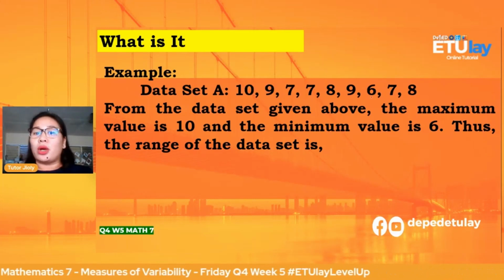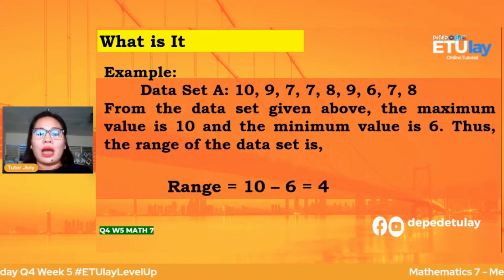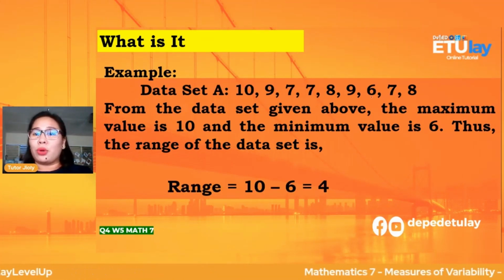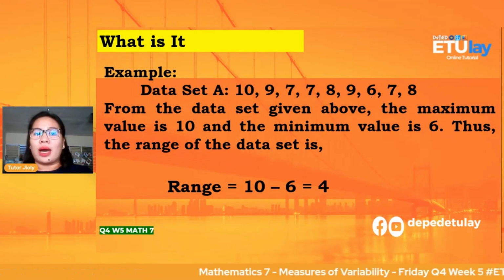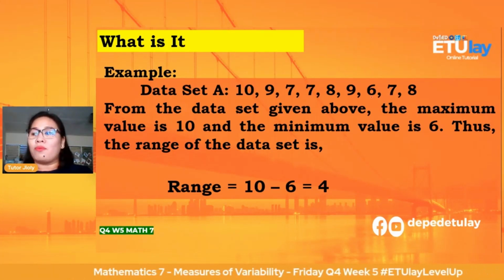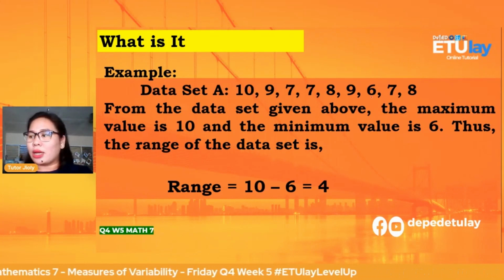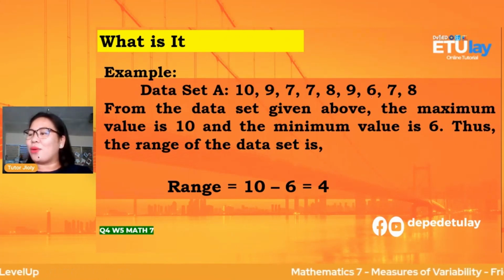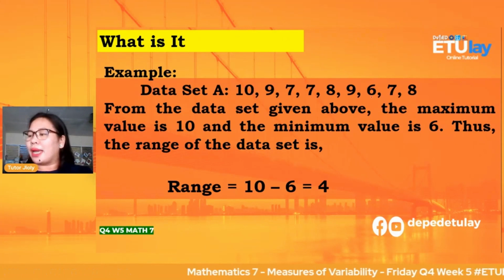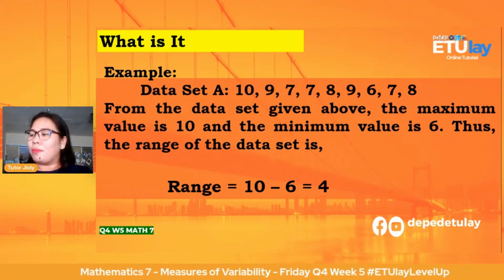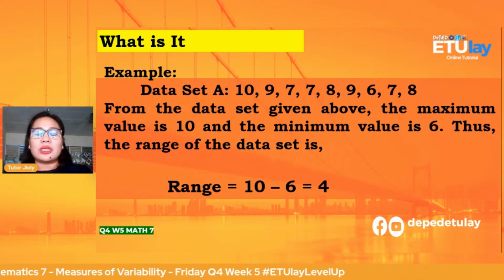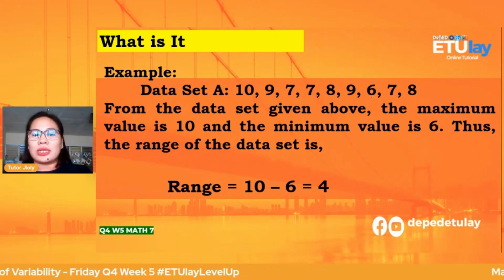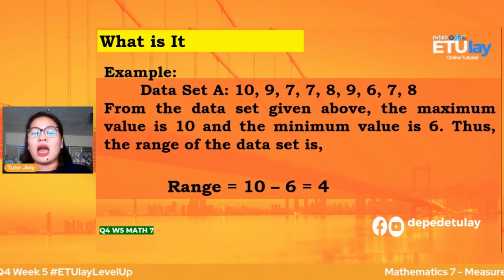Now we are going to apply the formula for range. We subtract the maximum value, which is 10, and the minimum value, which is 6. So 10 minus 6, that is 4. Our range is 4.